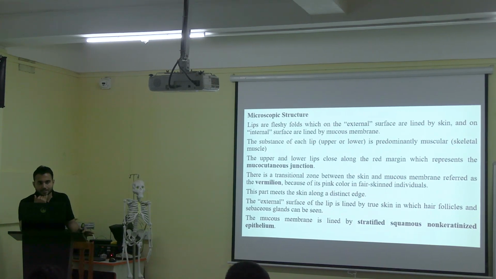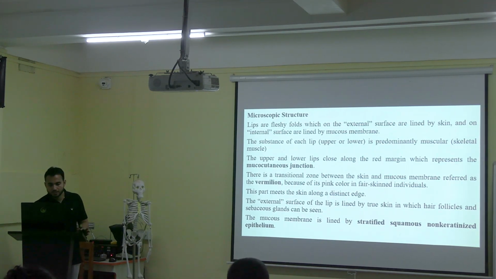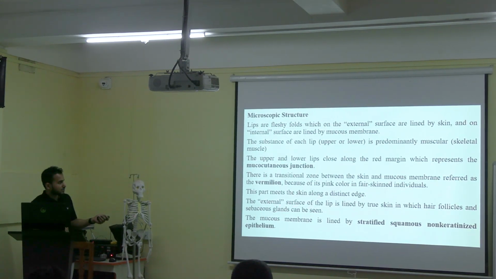From skin we are getting the mucous membrane, but there will be a difference in the lining epithelium also. Now what is the difference in the lining epithelium? The mucous membrane is lined by stratified squamous non-keratinized epithelium, and in case of skin it is lined by stratified squamous keratinized epithelium. This is the difference, nothing else. And since skin is the external surface, here we will be getting the hair follicle and sebaceous gland, which will be associated with that.